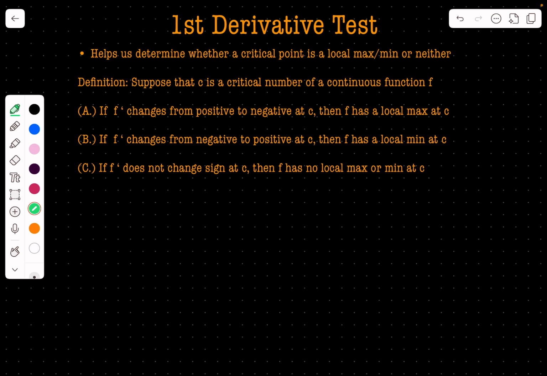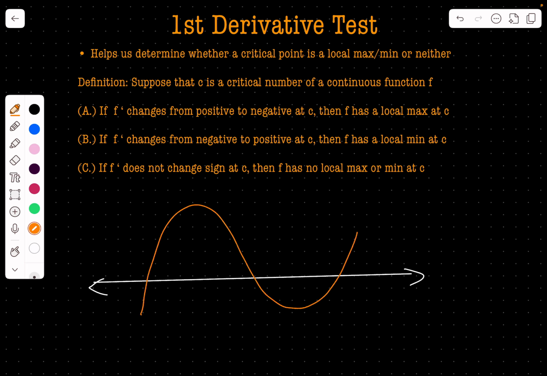So what is this even talking about? Simply put, you're going to have a graph. And on your graph, it might look something like this. This is just an example. And you're going to have critical points here and here, right? And again, your graph is always continuous, right?